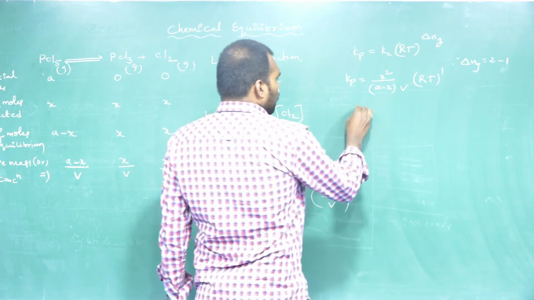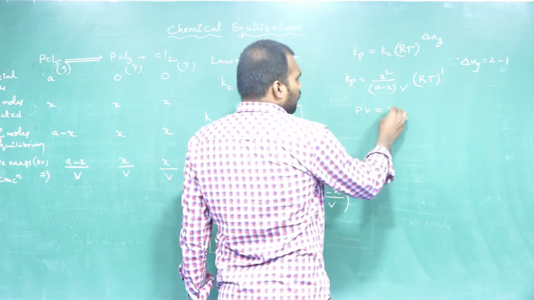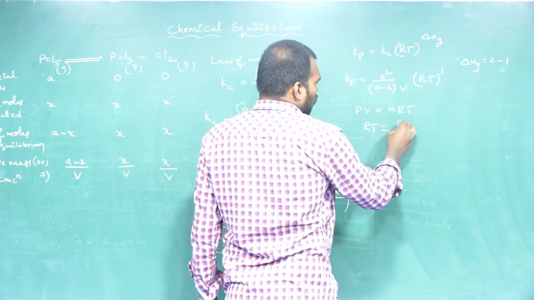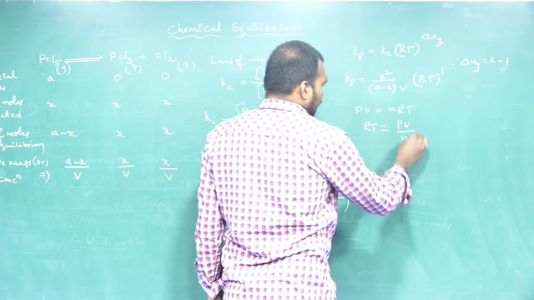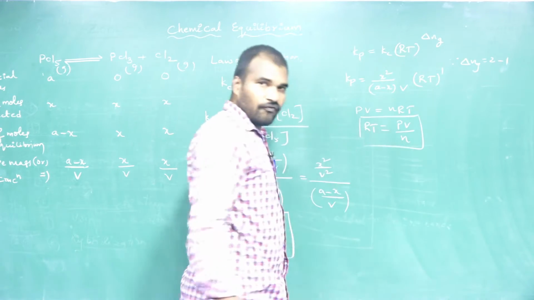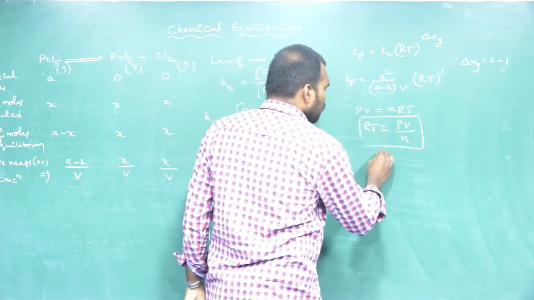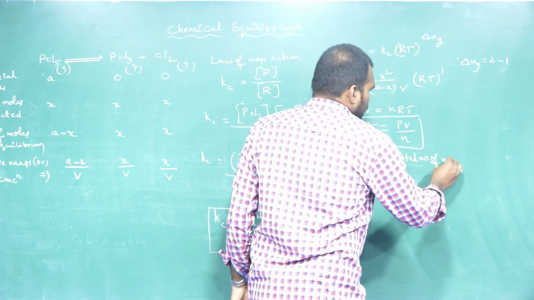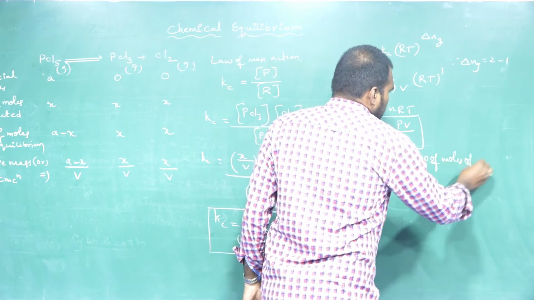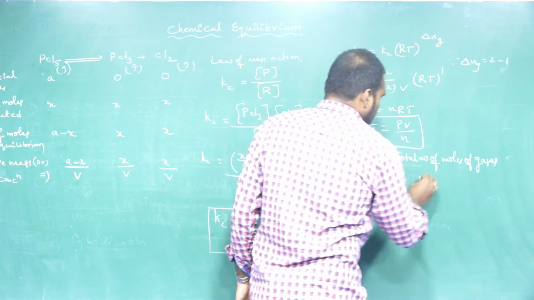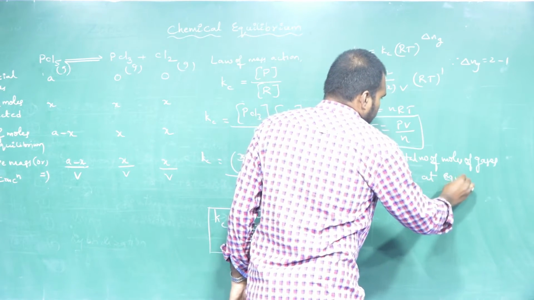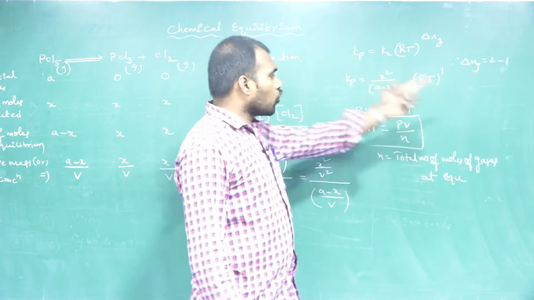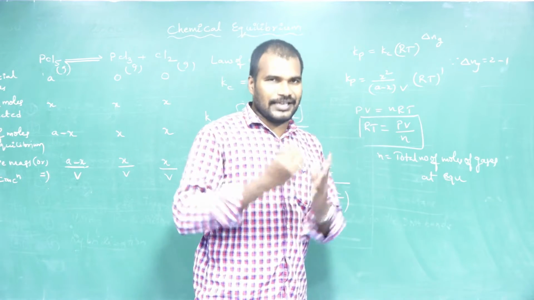And according to the ideal gas equation, PV is equal to nRT. From that, we can write RT is equal to PV by N, where N is equal to the total number of moles of gases at equilibrium. What is the total number of moles of gases at equilibrium?